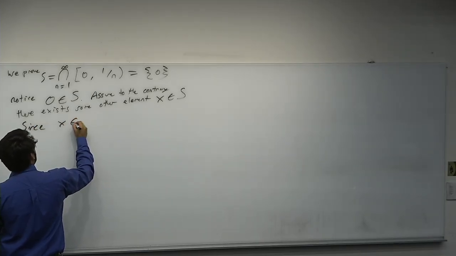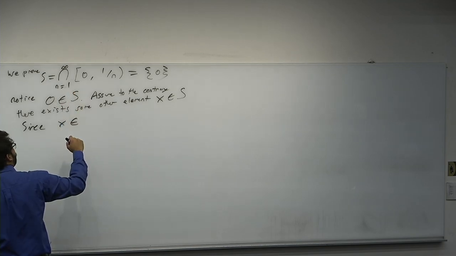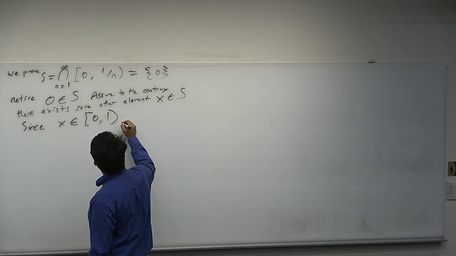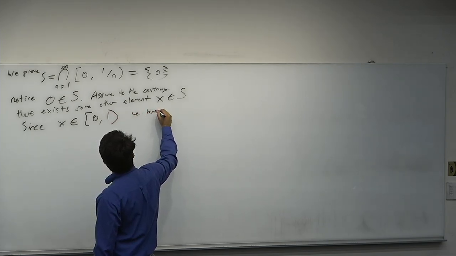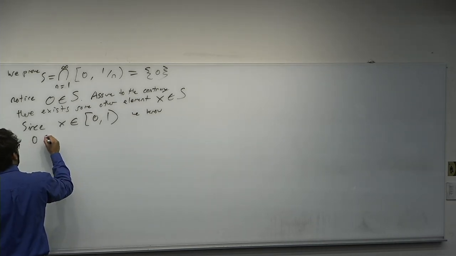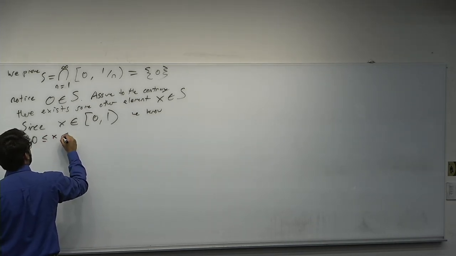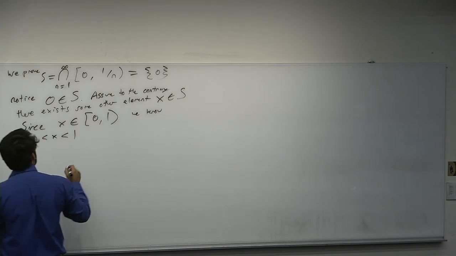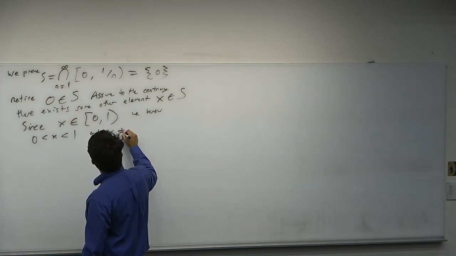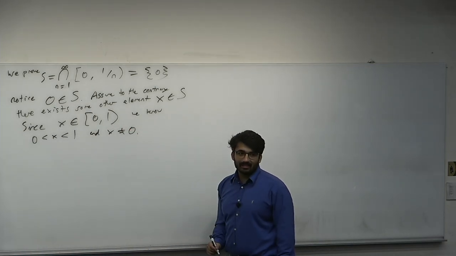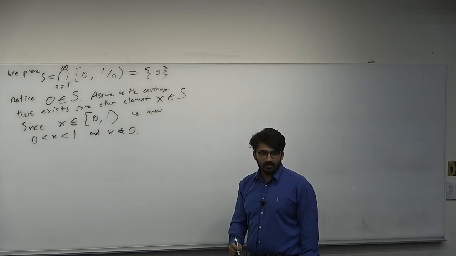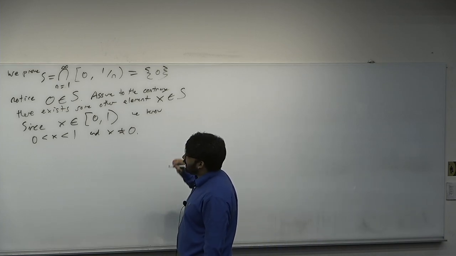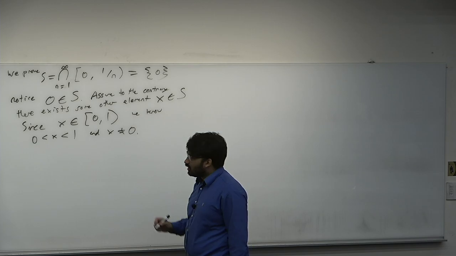Since X is in S, which is the intersection, it must be in all of them, right? So since X is an element of 0 to 1, we know that 0 is less than or equal to X, which is less than or equal to 1, but we also know that X does not equal 0, because we're assuming that X is some element that's not 0, right? It's some second element. It's just distinct from 0. X is a positive number between 0 and 1.